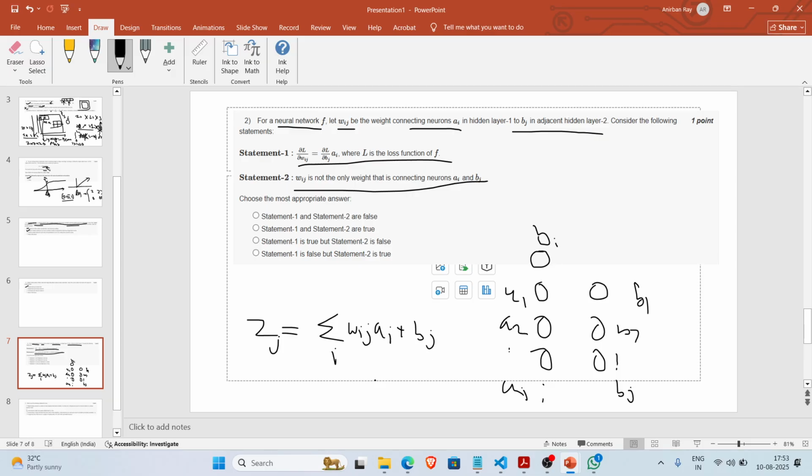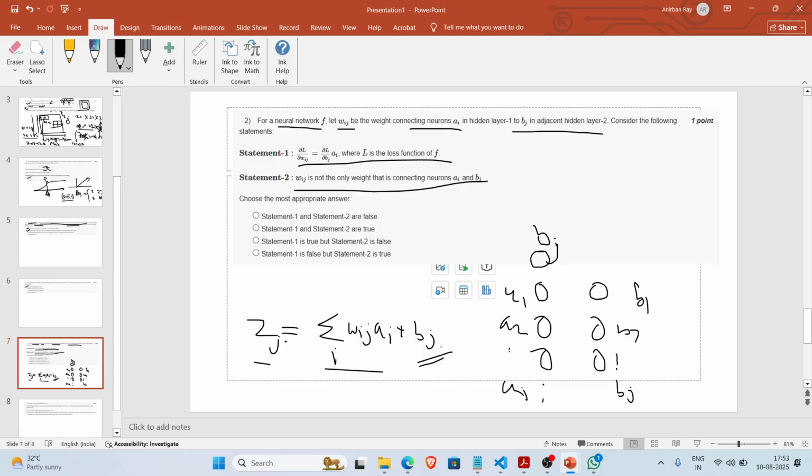Any doubt? This is the bias you have, bj, the bias for the model. This is the combination, the Zj. If you apply sigmoid on that, then you get the final output of this node. So this is the equation we have here.